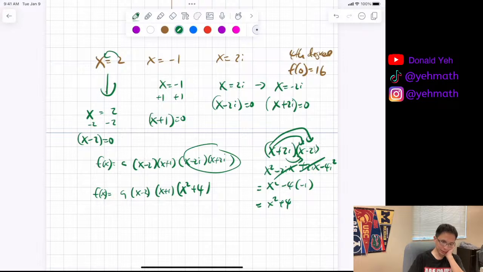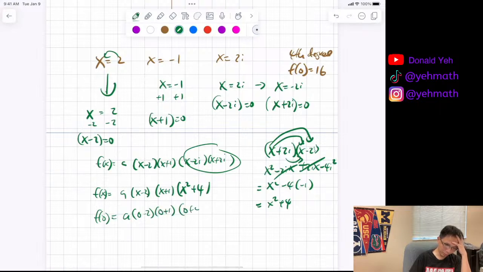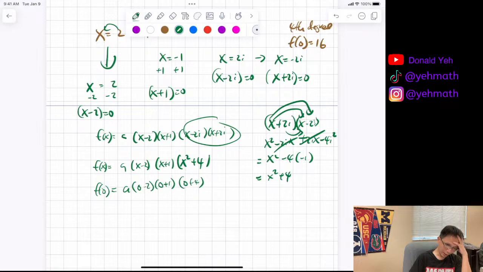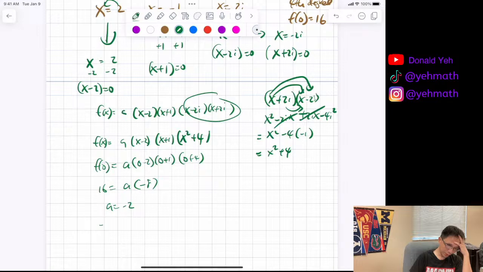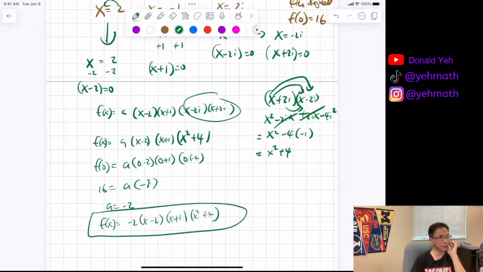And I'm going to plug in 0. So what happens when I plug in 0? That's a. So we want to figure out what a is. 0 minus 2, 0 plus 1, 0 plus 4. 16 is equal to a times negative 8. Yeah. a is equal to negative 2. So you find out what a is. And that's your polynomial in factored form.